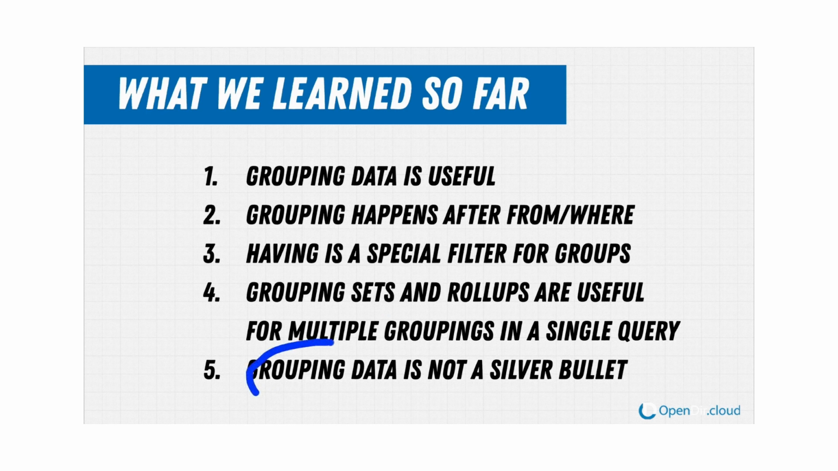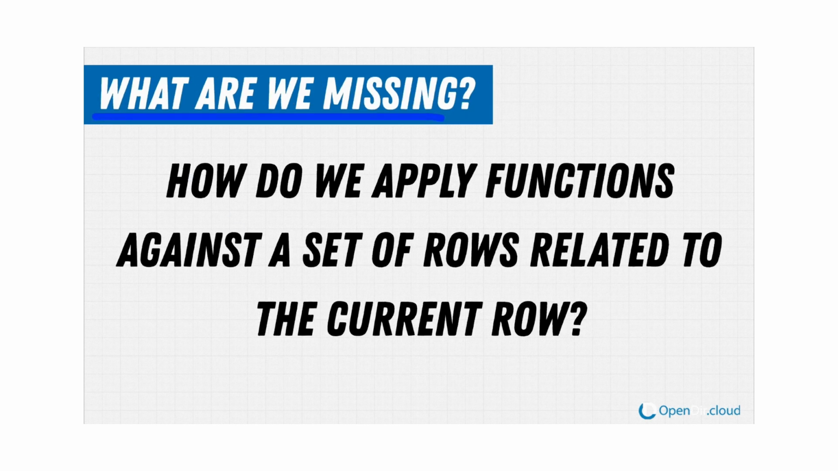Then we saw that grouping data is not a silver bullet. And how we saw that was we were trying to get the current salary of an employee. But we hit some walls there. And we could either get the latest date that their salary was adjusted or their highest or lowest salary. So grouping data, although it gives us this ability to get certain outputs, it isn't a silver bullet. We can't answer all questions with it. So what are we missing?